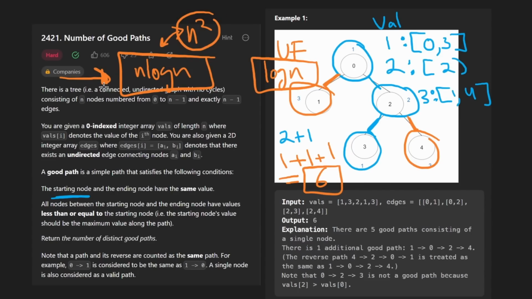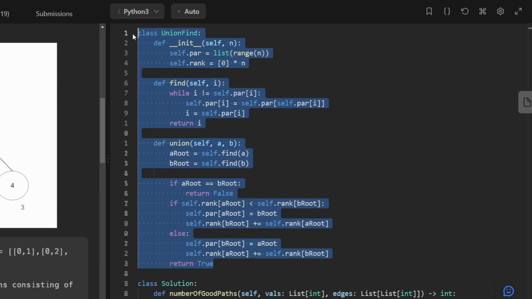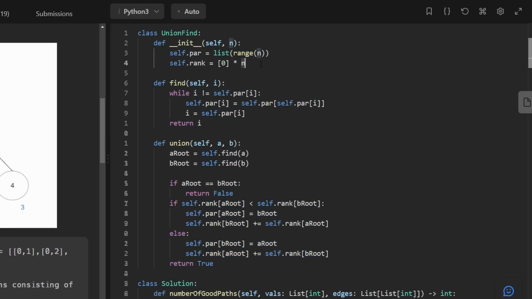Okay, now let's code it up. So I already created our union find data structure because I don't want to spend too much time on it. There's nothing fancy about this. We have our constructor here where we're keeping track of the number of nodes we're given, n, and for every node, we have its parent, which is going to be an array from 0 to n minus 1.